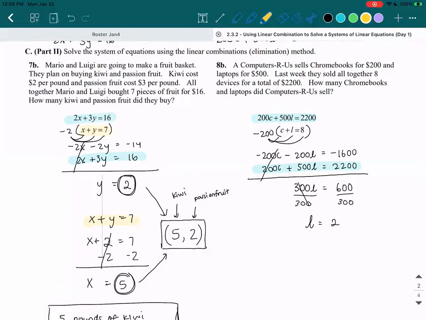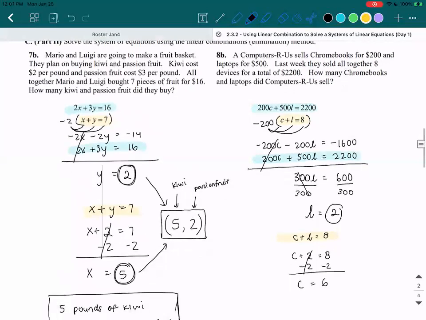So I don't know about you, but I think this equation looks a lot nicer than the blue one. So I'm going to write out that equation over here. C plus L is equal to 8. So I'm going to plug in L. C plus 2 is equal to 8. Remember, L is 2, so I replace the L with 2. So we're going to subtract 2 from both sides, so we solve for C. Cancel out. C is equal to 6. Remember, we're not done yet. We need to write it in coordinate notation.